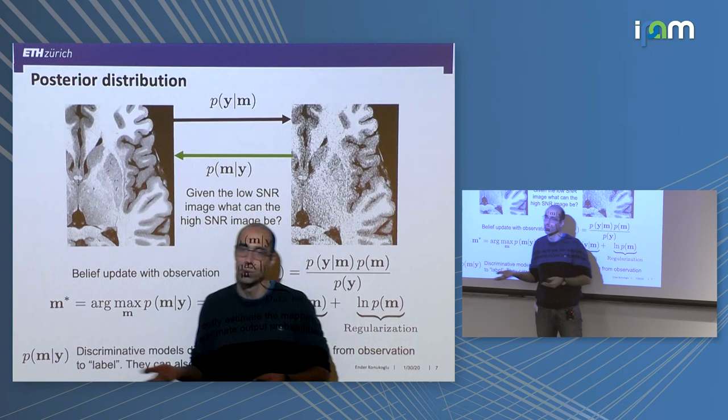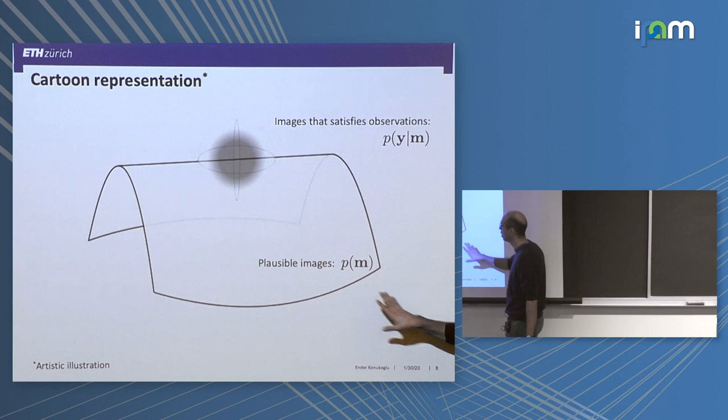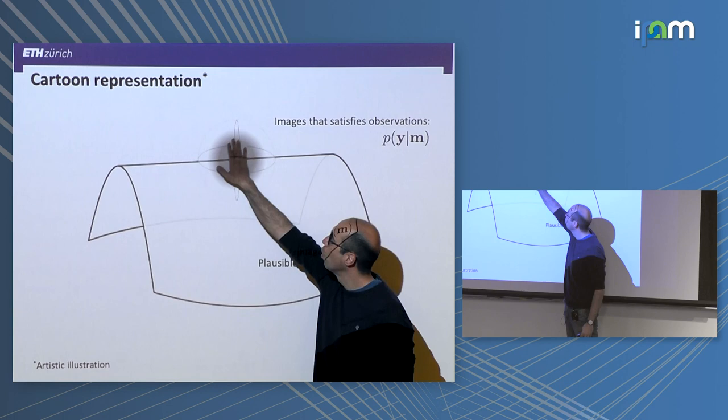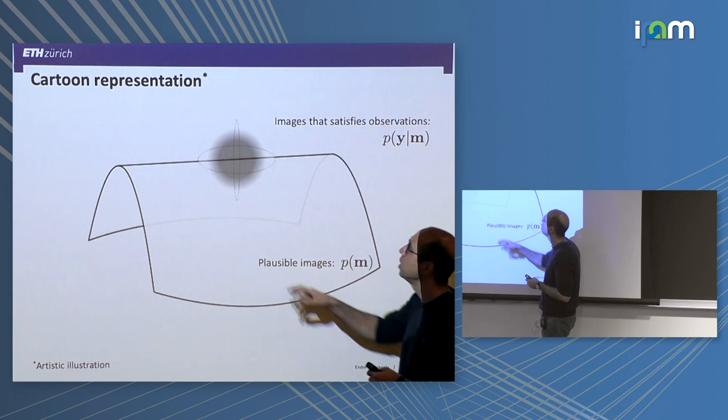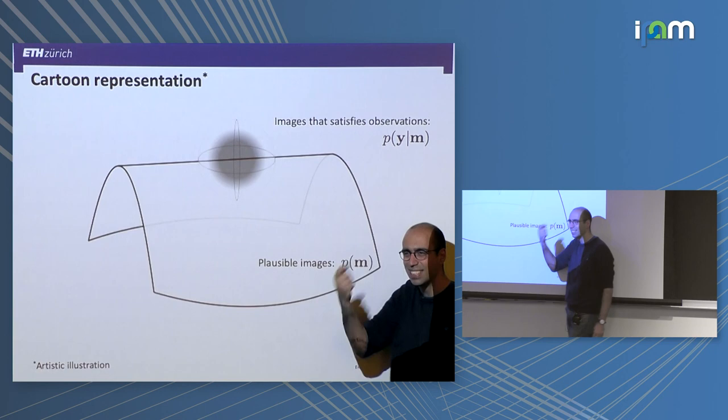In a very cartoon representation, if we go back to the generative modeling, we're interested in two different components. One of them is the plausible images. Here I depict it as a hypersurface that lives in a higher dimensional space. And then I have the ball of observations that's created by the observations. That basically means that any point in this ball here, in this gray area, satisfies the observations perfectly. And if I go away from this ball, the grayness decreases. That basically means that I satisfy the observations to a lesser degree.